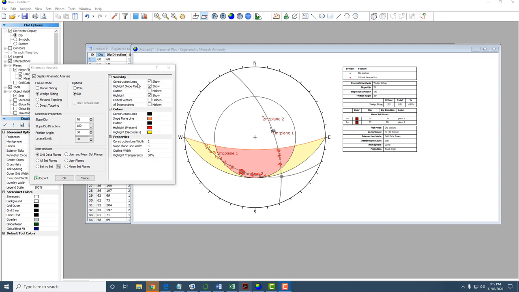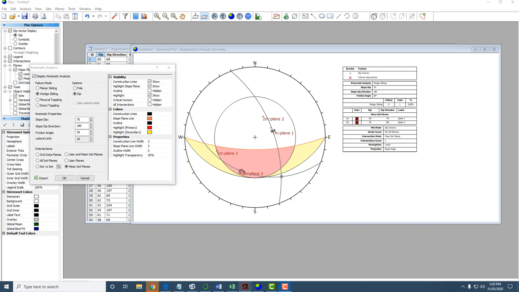So to ensure that we do that, from this window, we select mean set planes. Now our analysis is conducted only for this main intersecting point constructed from our mean planes. And as for wedge failure, from this analysis we see that it's 0% because our intersecting point or the line that's intersecting lies outside our critical region.